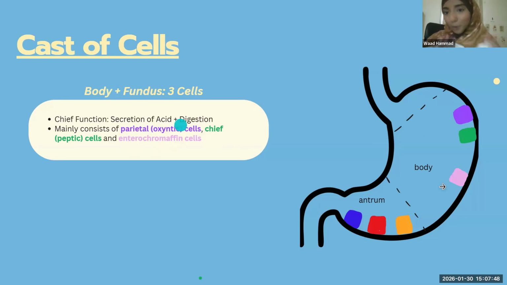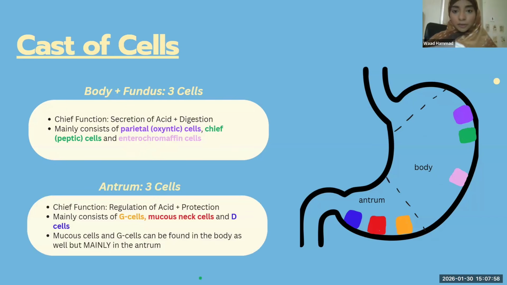And in this region, we have our parietal or oxyntic cells, our chief or peptic cells, our enterochromaffin-like cells. You don't have to know what that is right now. Don't worry, we're going to go deep into what the cells are. But just for now, just know these cells are in this region. And then we have our antrum, which also has three cells.